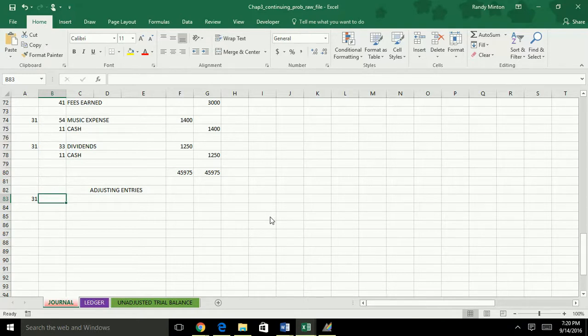Okay, the first adjusting entry is: during July, PS Music provided guest disc jockeys for KXMD for a total of 115 hours. For information on the amount of the accrued revenue to be billed to KXMD, see the contract described in the July 3rd, 2016 entry transaction at the end of Chapter 2.